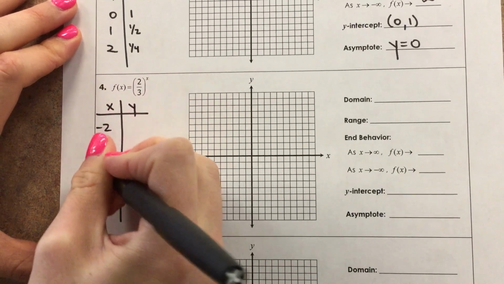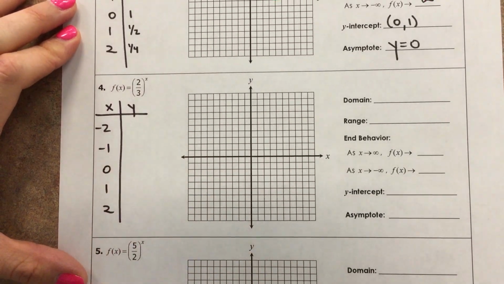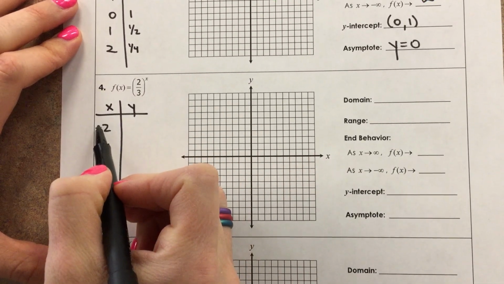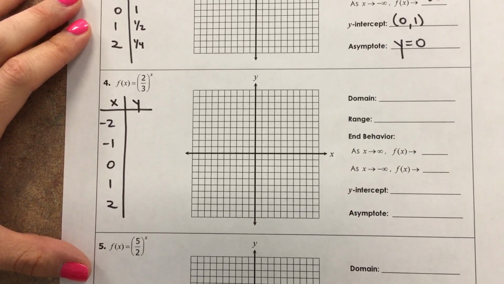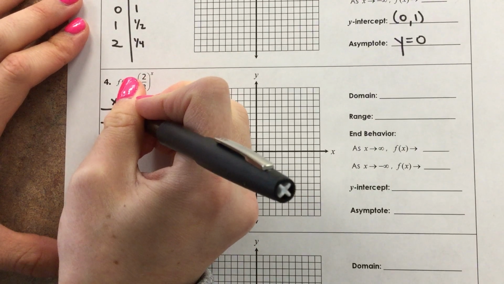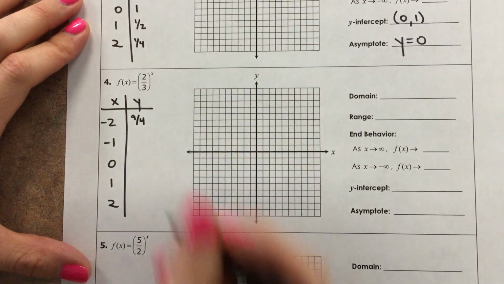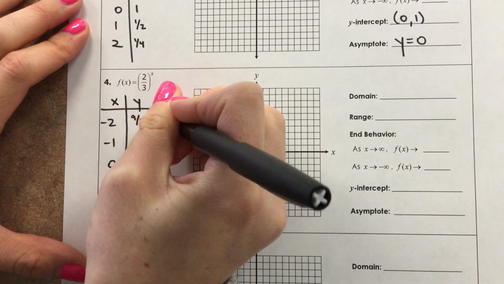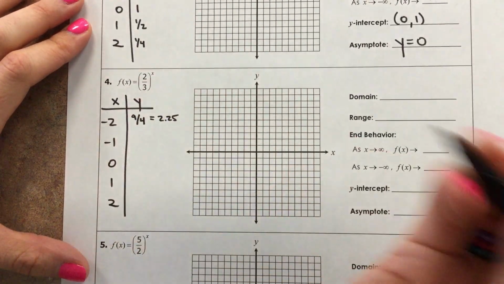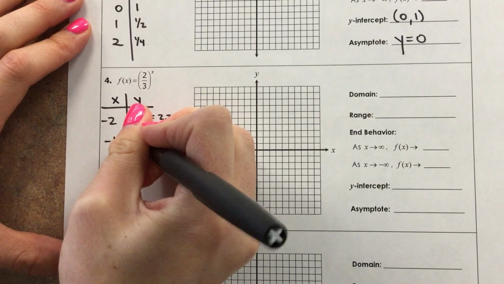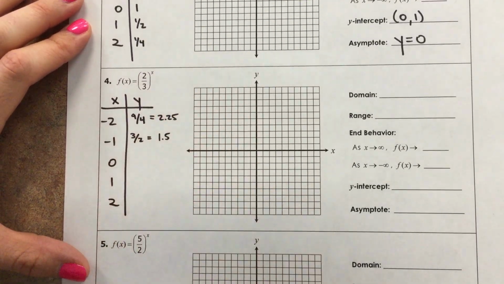Okay, same 5 x values. Negative 2. Negative means I flip it. So 2/3 becomes 3/2, and I square it. So when I square 3/2, I get 9/4. And 9/4, just so you see the decimal, is 2.25. Negative 1. Negative 1 means I just flip it. So 3/2, and that's 1.5.